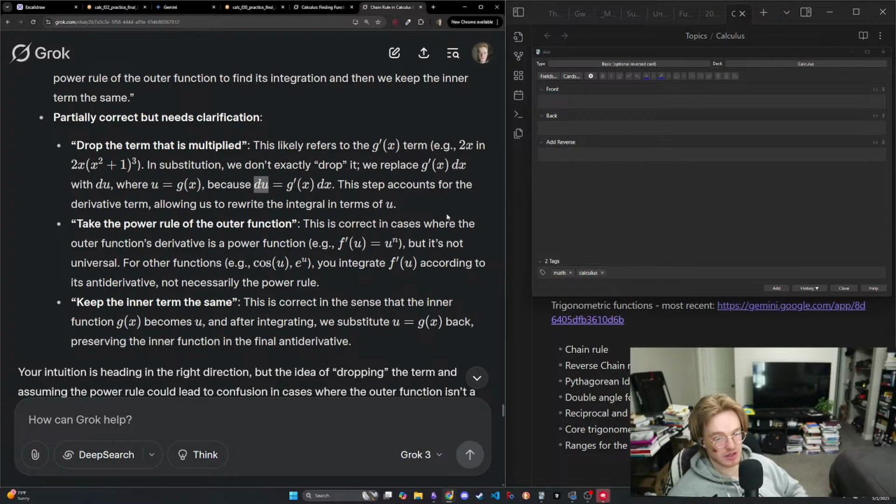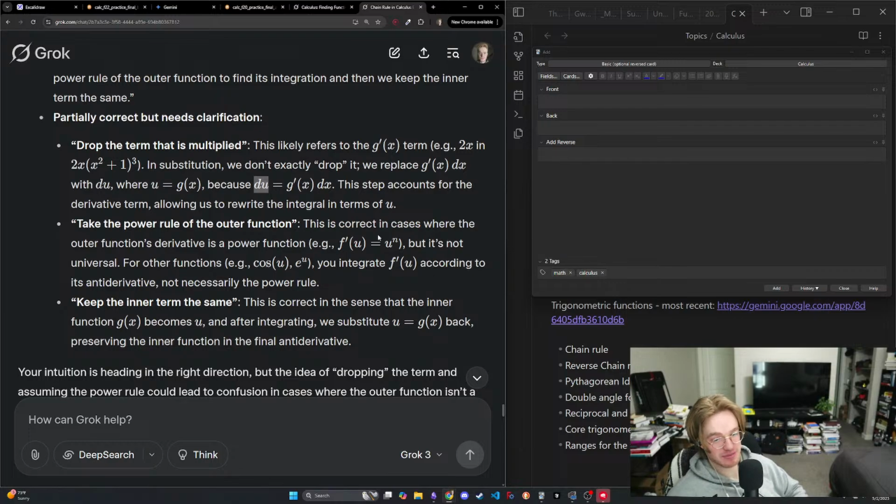Take the power rule of the outer function. This is correct in cases where the outer function's derivative is a power function. Okay, so power rules are only for power functions. That's obvious. This is correct in cases where the outer function's derivative is a power function, but is not universal. For other functions, you integrate f prime of u according to its antiderivative, not necessarily the power rule.